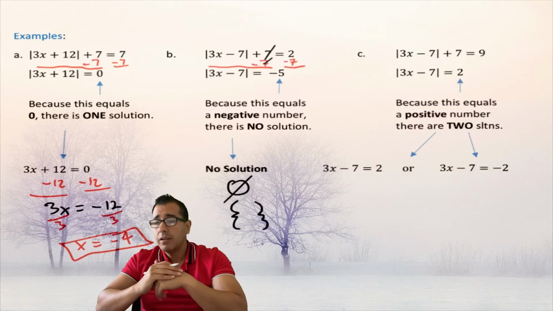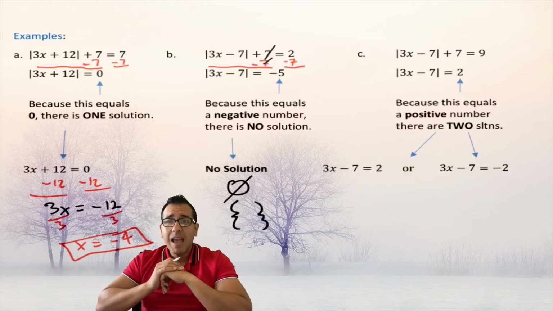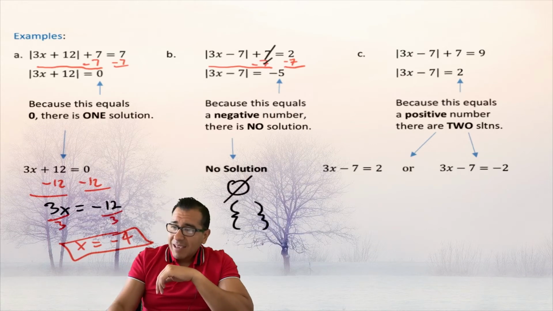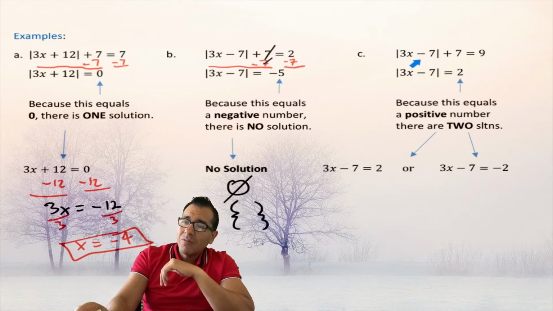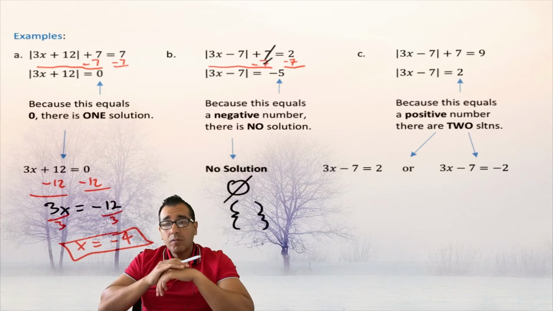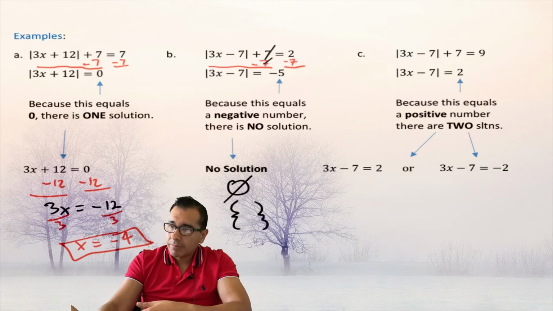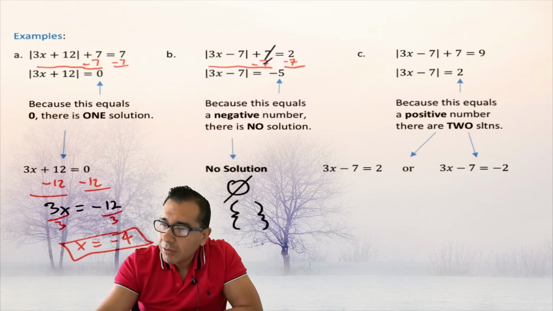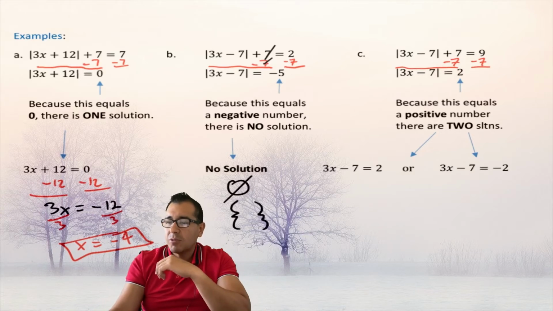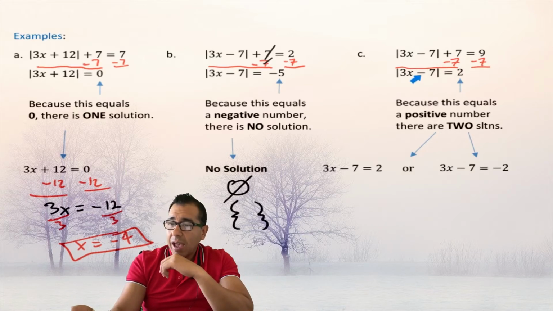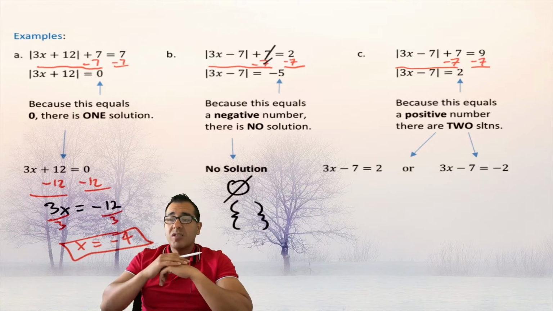Perfect, let's move on. All right, so in our last example here, what we see is that you have the absolute value plus 7 equals 9. Same steps: we always isolate our absolute value. So I'm going to subtract 7 from both sides. After you subtract 7, those 7's cancel, so the absolute value is equal to 2.